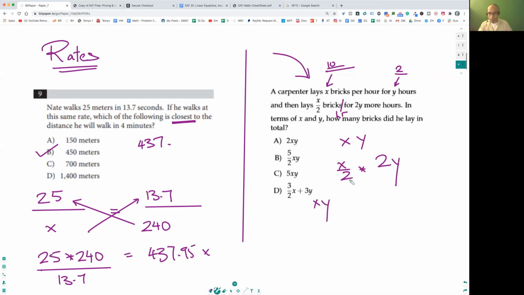Again, this is a hard problem, so don't worry if you don't get it. And this guy you can cancel, and you got xy again, right? And this xy and this xy, when you add it, you get xy plus xy, which is 2xy, right? Which is why this is your correct answer, right?